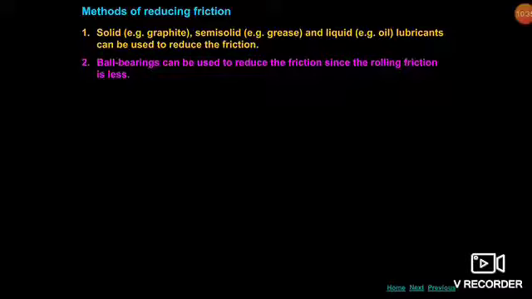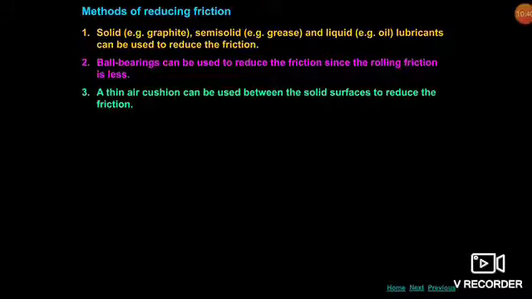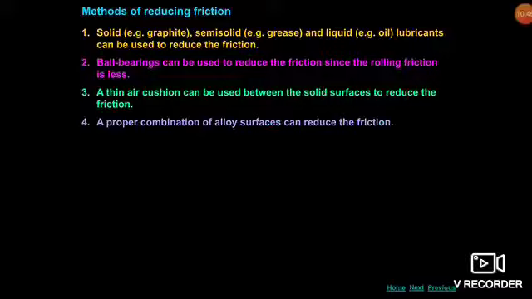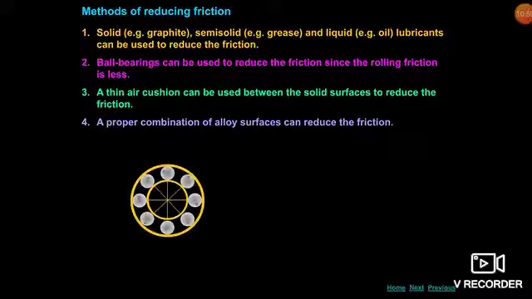Ball bearings can be used to reduce the friction since the rolling friction is less. A thin air cushion can be used between the solid surfaces to reduce the friction. A proper combination of alloy surfaces can reduce the friction. Like this, there is one ball bearing. It is moving, ball bearings are also moving, and friction is less actually.